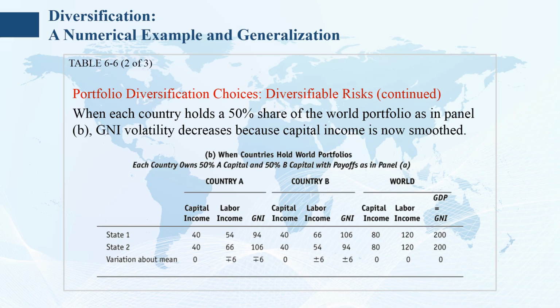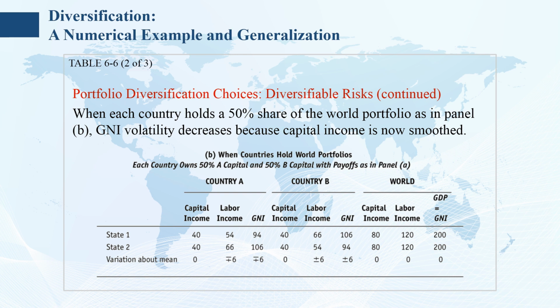In State 1, A's income is 94, of which 54 units are gained by labor and 40 units are gained by capital. In State 2, A's income rises to 106, and the factor gains rise to 66 units for labor and 40 units for capital. The opposite is true in B. In State 1, B's income is higher than it is in State 2.